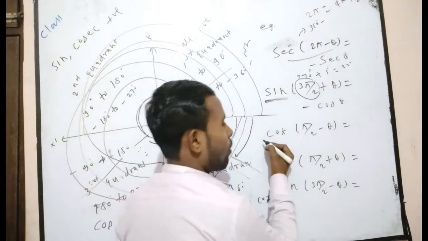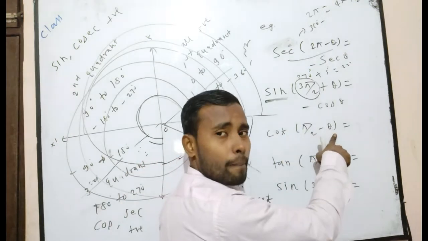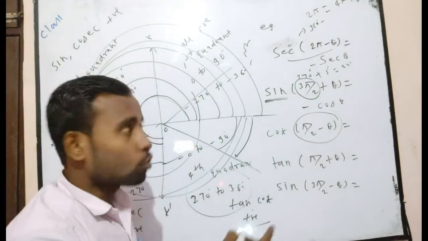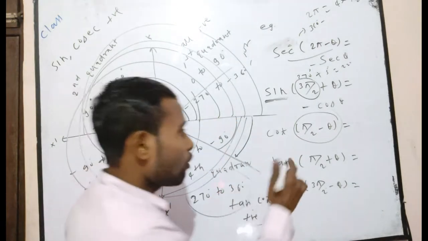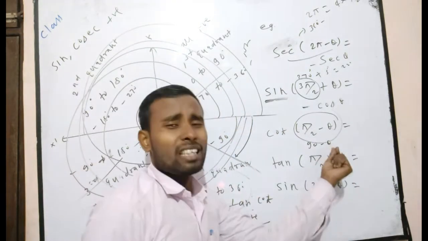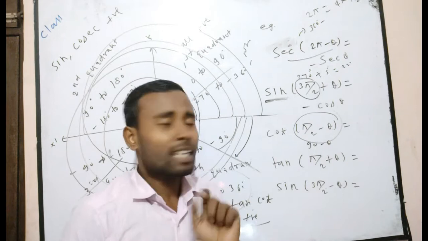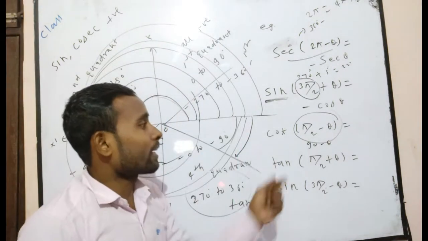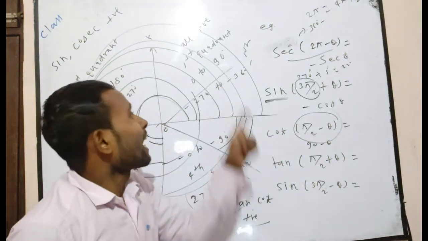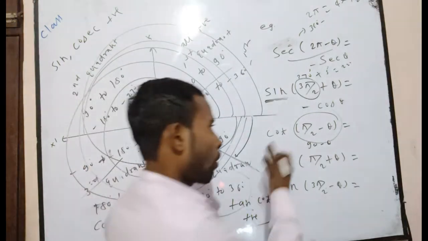Similarly, consider here cot pi by 2 minus theta. As you know, pi by 2 means 90 degree, and you have to decrease by an angle from 90 degree. That means theta may lie between 0 to 90. Suppose 10 degree: 90 minus 10 is 80 degree, and 80 degree lies in the first quadrant. As you know, in the first quadrant all trigonometric functions are positive. That means cot will also be positive.